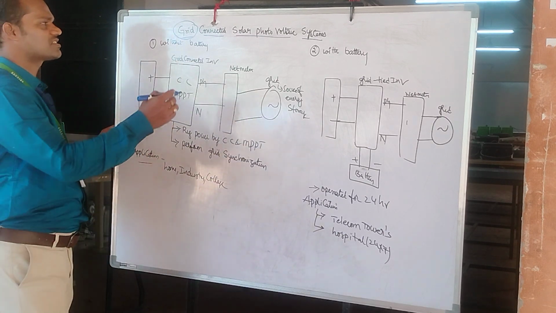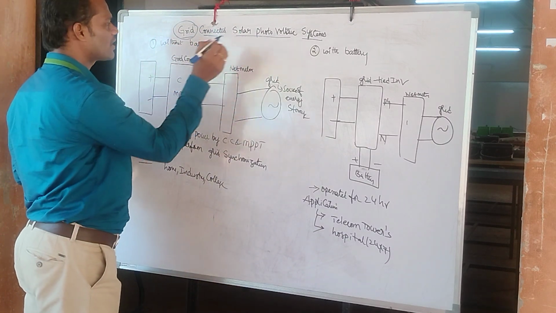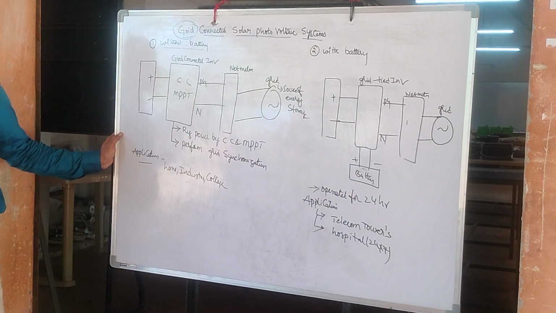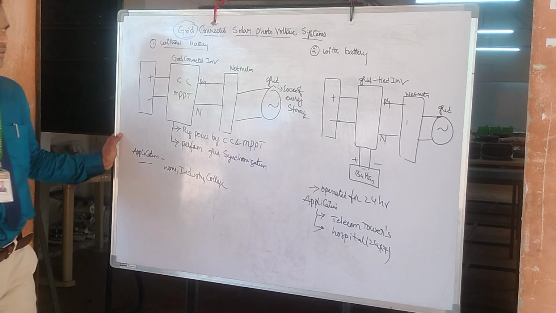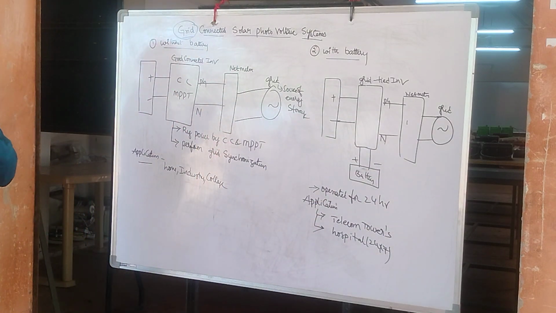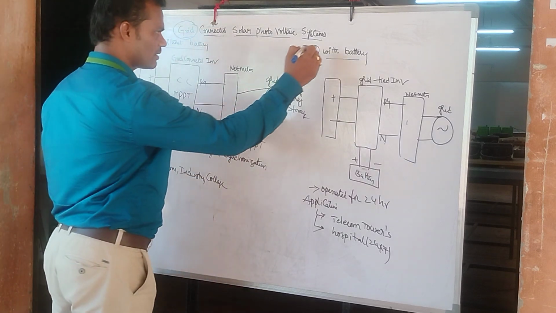So coming to the first classification, in grid connected solar PV systems we have two configurations. The first configuration is without a battery, which is what we have in our campus. The next system is with a battery. Let's see the major differences and the different components used in these grid connected solar PV systems.